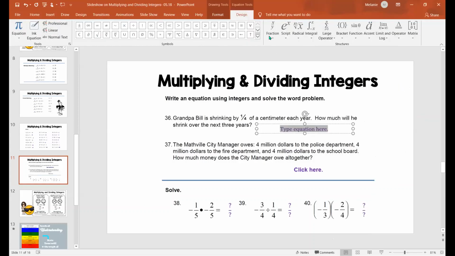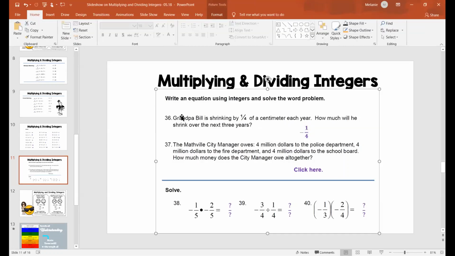Insert new equation to make a fraction, but you don't have to do this part if that's too much. I have that at the bottom already set for you guys, but I just didn't do it at the top because I didn't see about the writing equation part, I think. Okay, so this is -1/4. The reason I know this is he's shrinking. That means you're going down by 1/4 of a centimeter each year. How much will he shrink over the next 3 years?